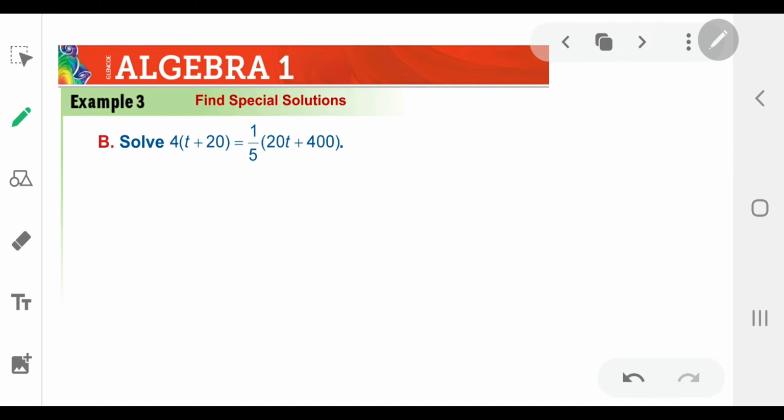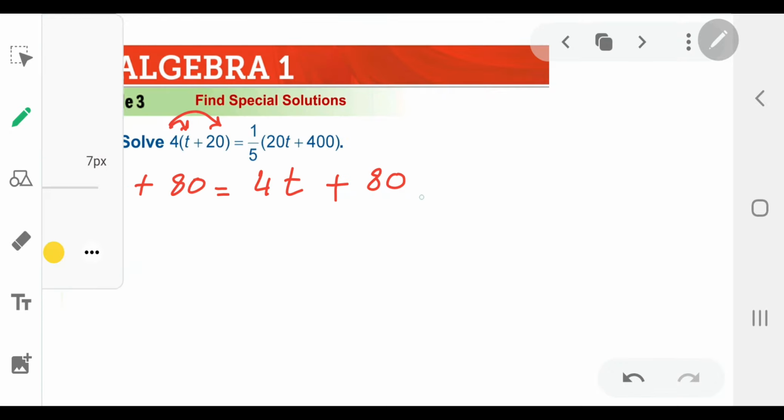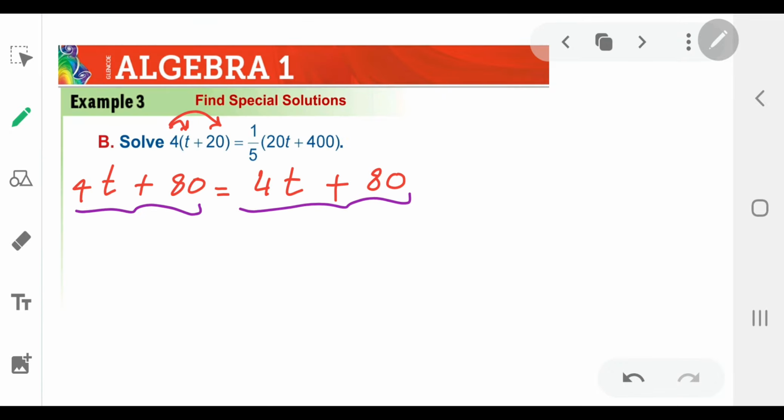Let's see the next example, and again we have another special solution. We will start again by using the distributive property. 4 times 10 is 40 plus 4 times 20 is 80. 1/5 of 200, it means 200 divided by 5, which is 40. 1/5 of 400, 400 divided by 5, is 80. Before simplifying any further, you can see that the two sides are exactly identical. 40 plus 80 is equal to 40 plus 80.